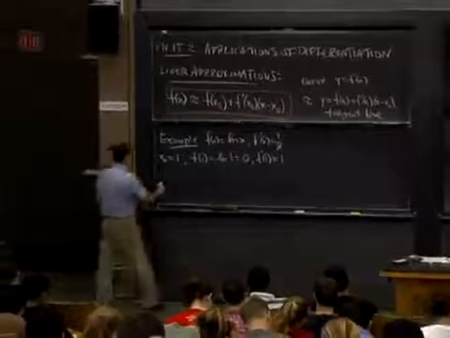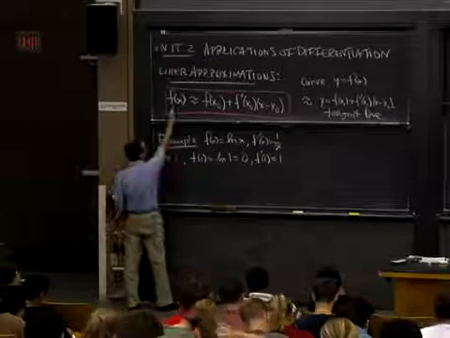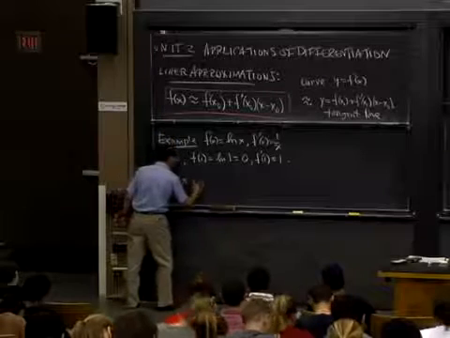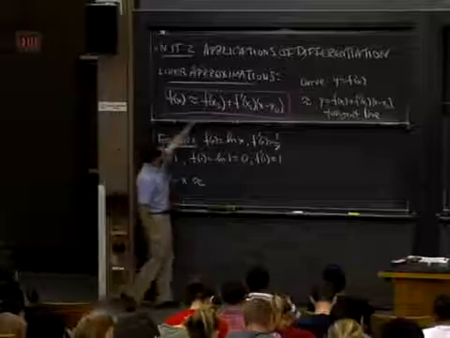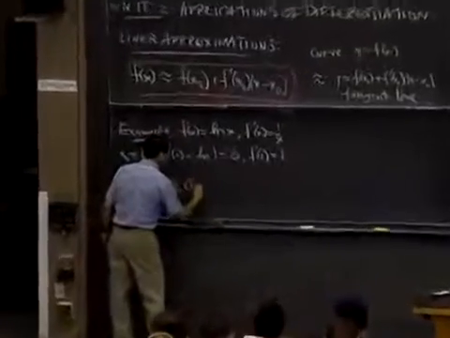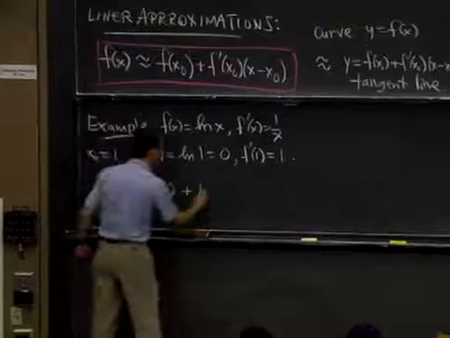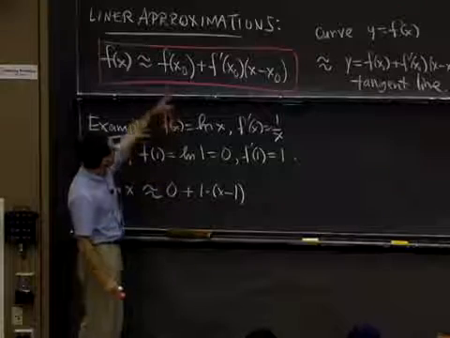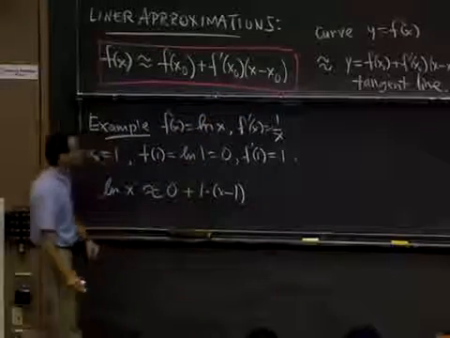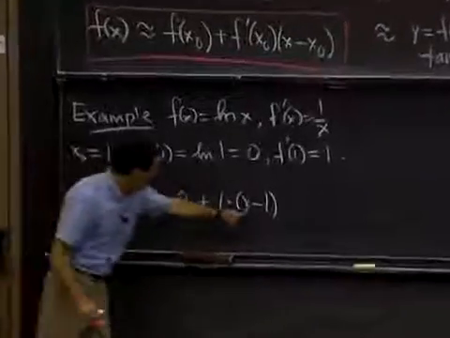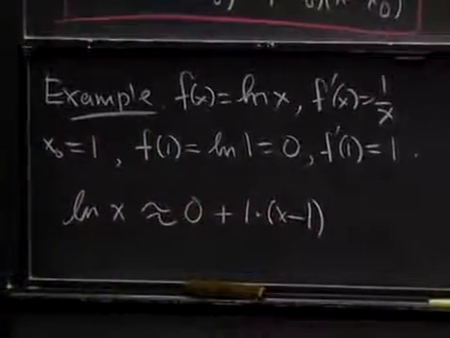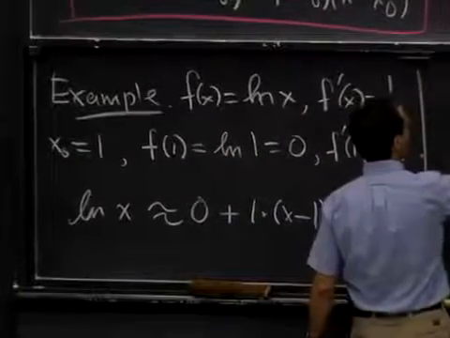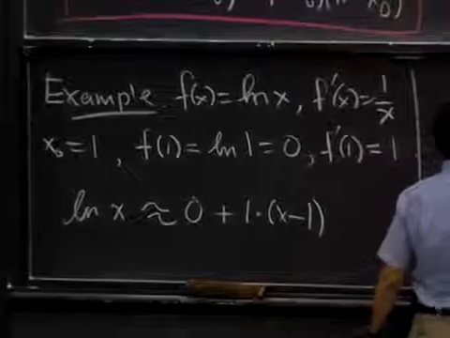All right? So now we have an approximation formula, which if I copy down what's right up here, it's going to be log x is approximately f of 1, which is 0, plus 1 times x minus 1. All right? So I plugged in here for x0 3 places. I evaluated the coefficients, and this is the dependent variable. So all told, what I have here is that the logarithm of x is approximately x minus 1.